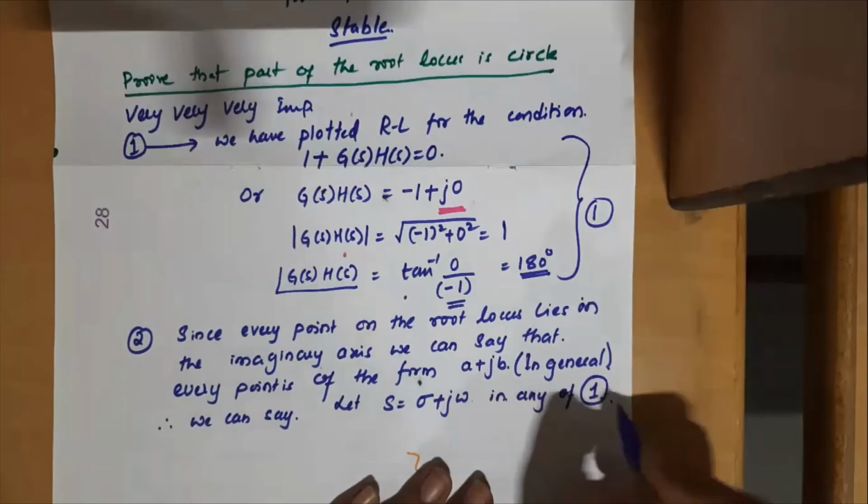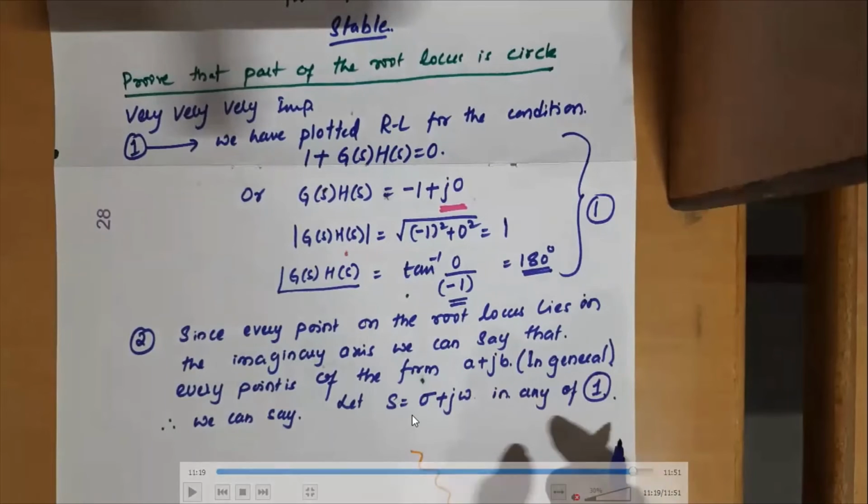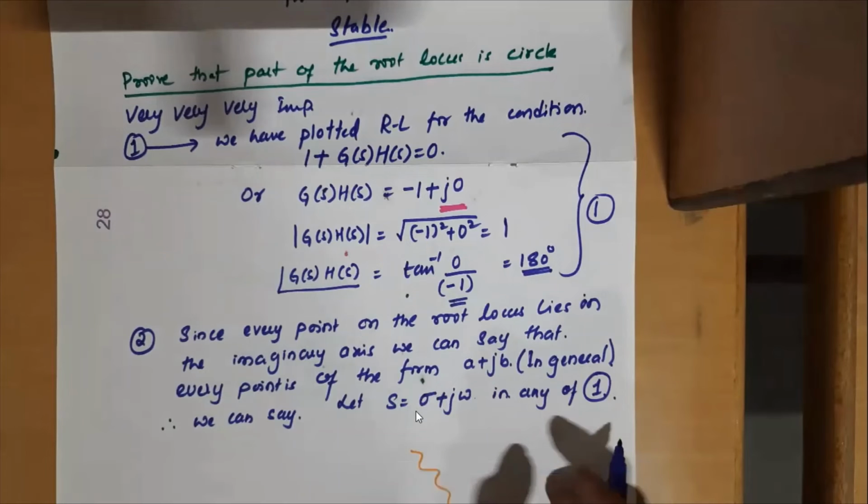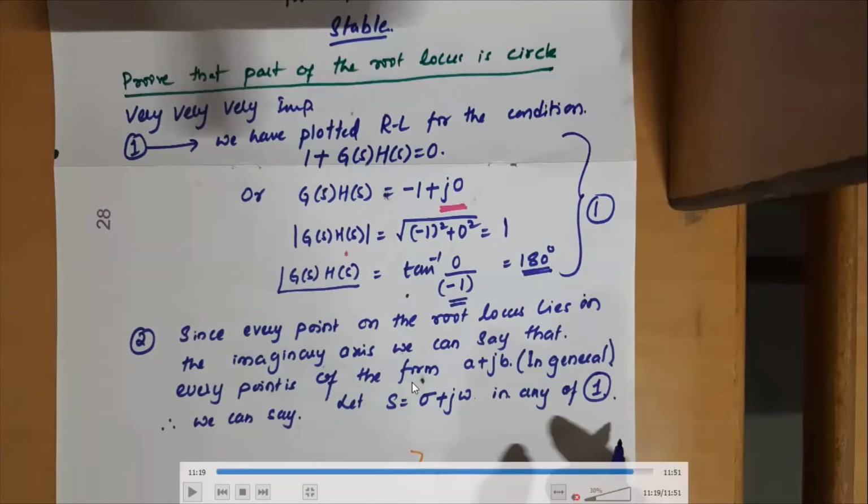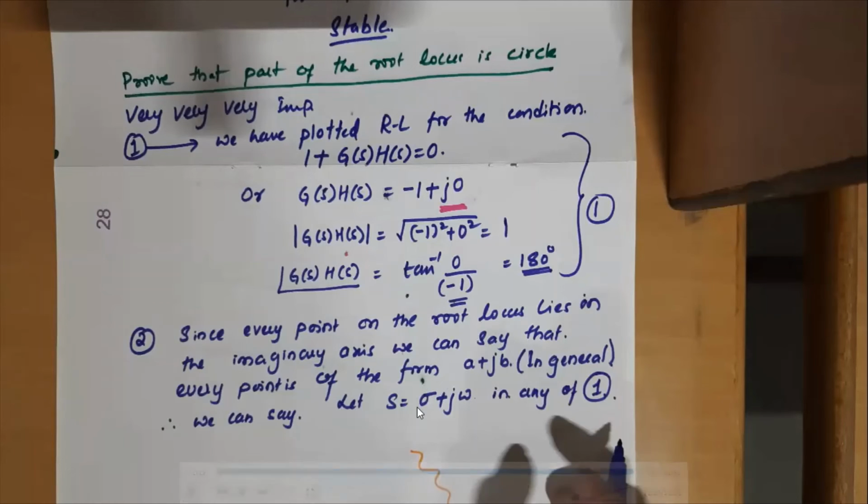Fine. Which lies on the root locus, in the sense you can substitute this value of S in any of these equations because it is in a complex plane. So there is no harm or loss of generality in considering every point on the root locus to be a complex number.